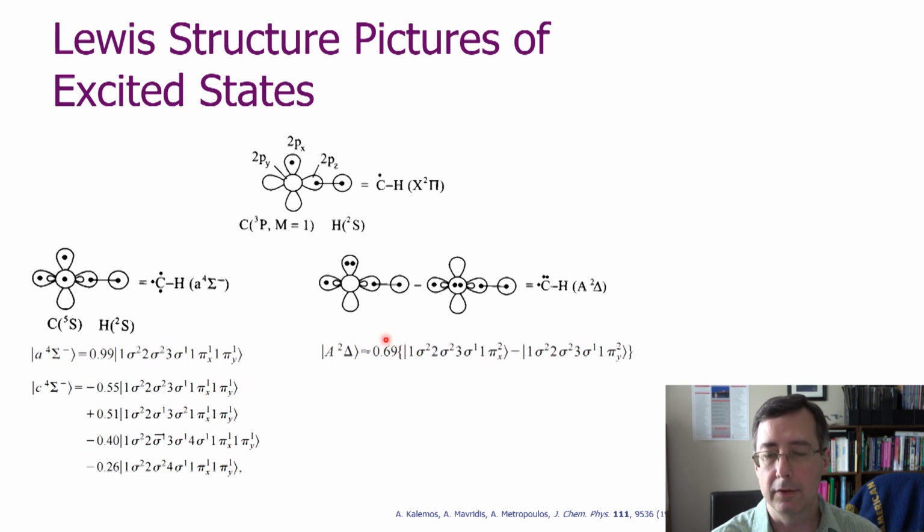And then again, just another example, another doublet state, this A doublet delta state, is a linear combo of two determinants that are both very, very important with weights of about 0.69. So frequently, excited electronic states are combinations of multiple Slater determinants with large weights, and then that implies a standard Hartree-Fock or DFT approach won't work. I'm going to have to do something a little different, either some kind of multi-configurational approach or a specially constructed excited state method, and that's kind of what I want to talk about today.